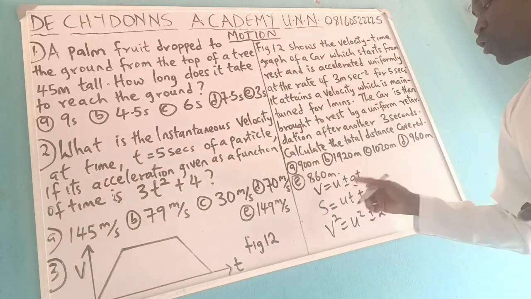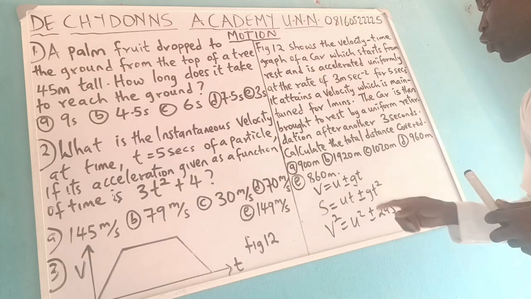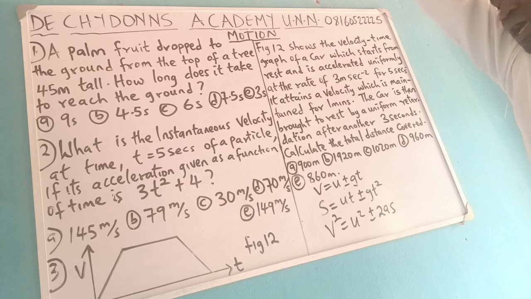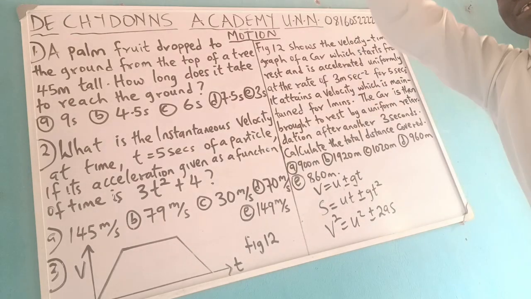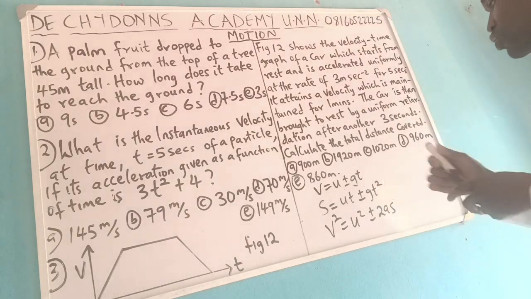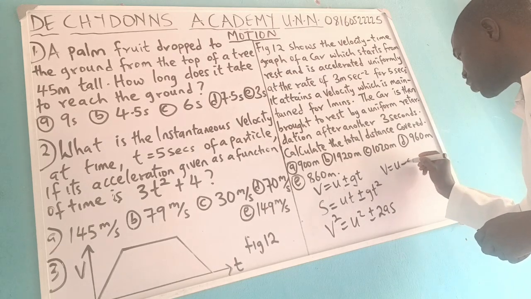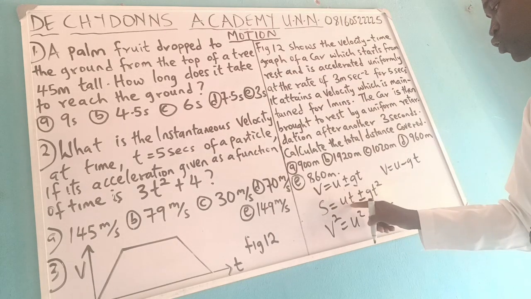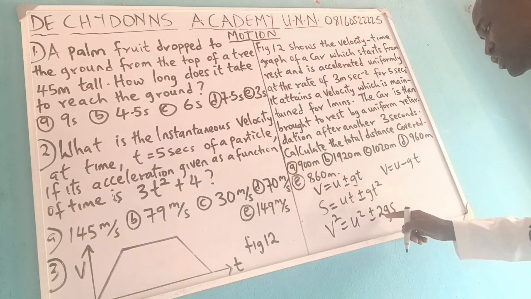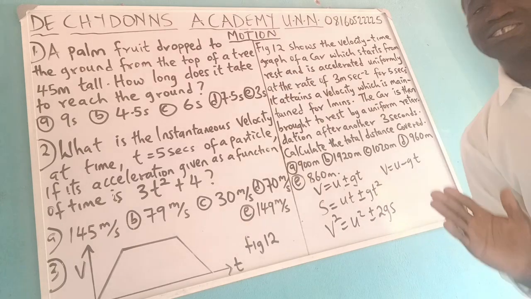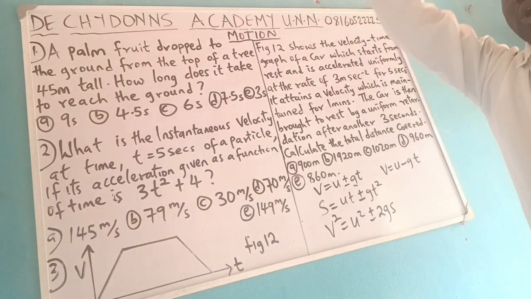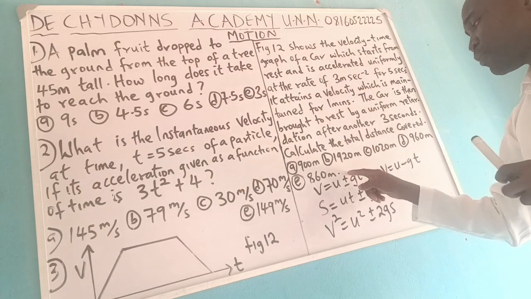Now, how do you know when to use plus or minus? You use plus when it is falling from the top, and you use minus when it is moving against the gravity. If I'm throwing this marker up, I will use V equals U minus GT, or S equals UT minus half GT squared, or V squared equals U squared minus 2GS. Why? Because I'm throwing something against the gravity. But when I'm throwing something from the top, I will use the plus sign.